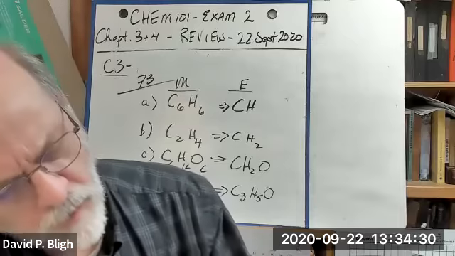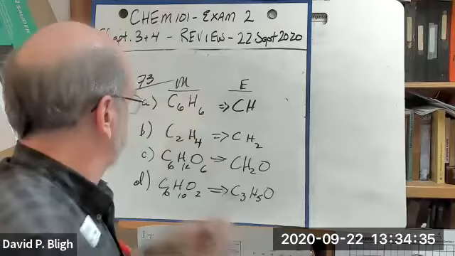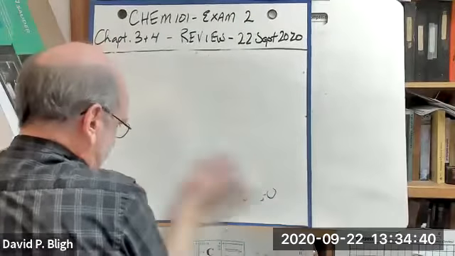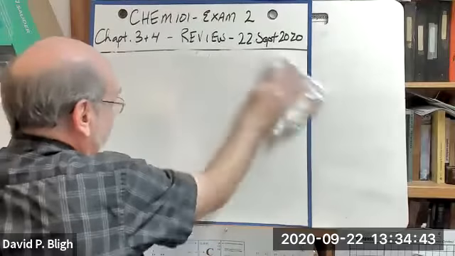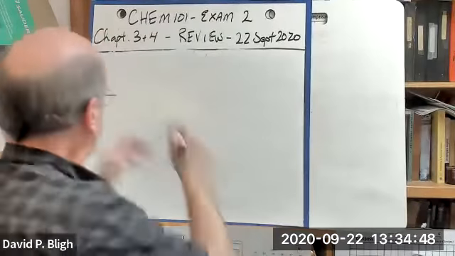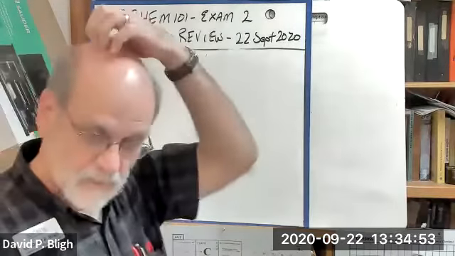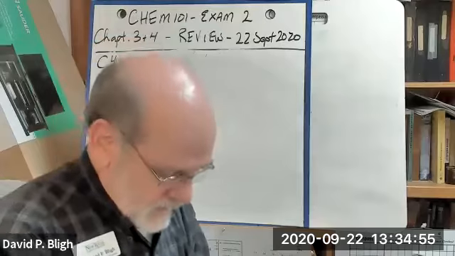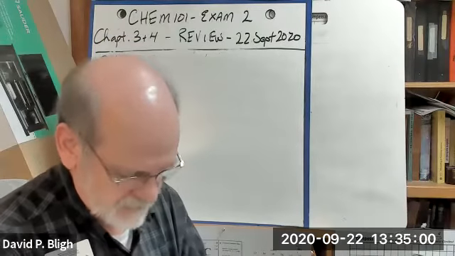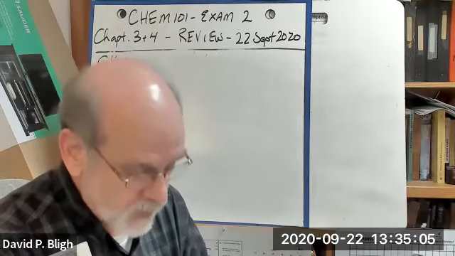Let's see, we did 74 already. Now we're ready for chapter 4. Chapter 4. All right. The first questions in this bunch are just, you've got to memorize it. You've got to know at a glance.